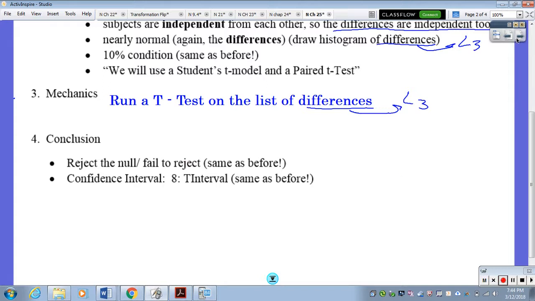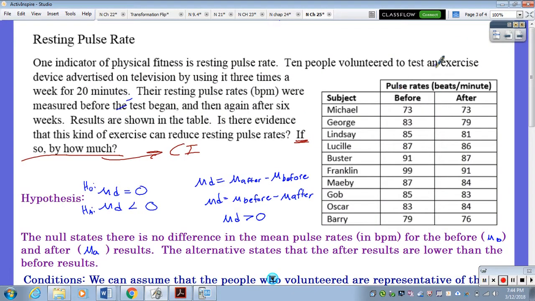So let's take a look at an example problem. For this problem, it says that one indicator of physical fitness is resting pulse rate. 10 people volunteered to test an exercise device advertised on TV by using it 3 times a week for 20 minutes. Their resting pulse rate in beats per minute were measured before the test began and then again after 6 weeks. Results are shown in the table. Is there evidence that this kind of exercise can reduce resting pulse rate? If so, by how much?